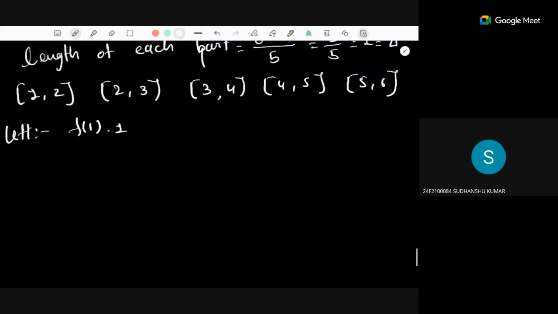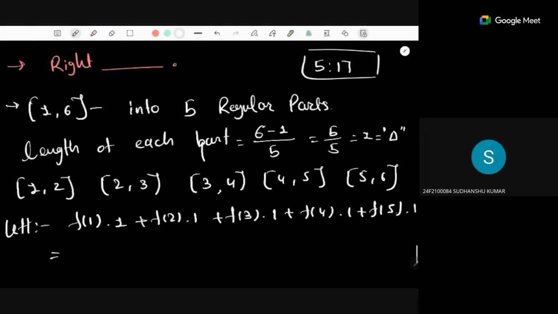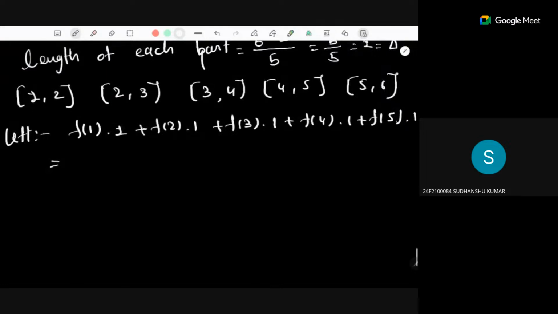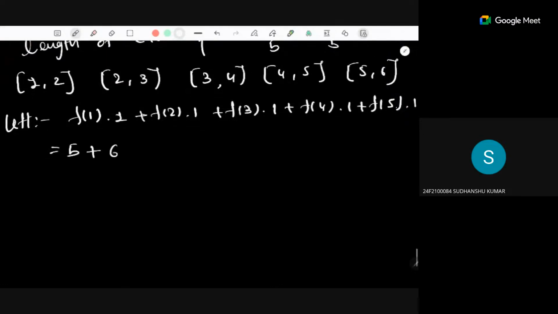So the left Riemann sum says the left endpoint of each subinterval into del plus and so on. So here f of 1 into 1 plus f of 2 into 1 plus f of 3 into 1 plus f of 4 into 1 and plus f of 5 into 1. So what is f? f is nothing but x plus 4. So f of 1 will be 1 plus 4 will be 5, 2 plus 4 will become 6, 3 plus 4, 7, 4 plus 4, 8 and 5 plus 4, 9. So the sum is nothing but 35. So this will be our left Riemann sum.